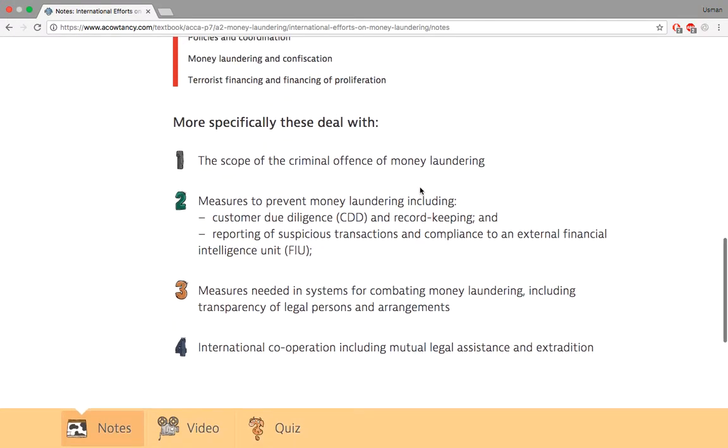So more specifically, it deals with the criminal offenses of money laundering, how to prevent money laundering, what measures are taken if you know a person is money laundering, and then there is international legal assistance given and everything.